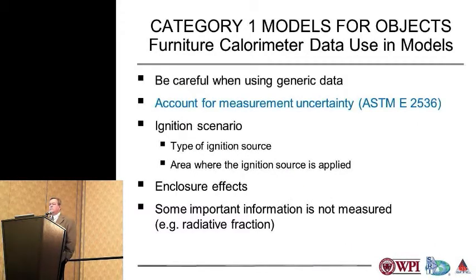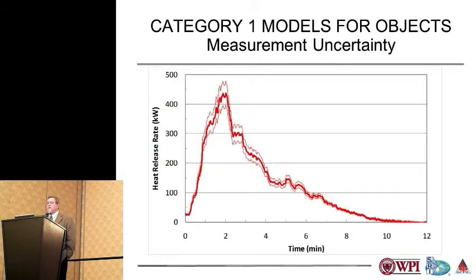Another issue is measurements are not without error, so you typically have to account for measurement uncertainty. There is actually an ASTM standard, ASTM E2536, that outlines the process and how you can estimate the uncertainty of measurements, heat release measurements in particular. This shows an example. This is the one-seat sofa, one of the two, the high density, I believe. And then you can also see the uncertainty bounds there, expanded uncertainty bounds. They're about plus or minus 10%. So you can calculate that for these experiments, and you can account for that in your analysis and propagate the uncertainty through your analysis.